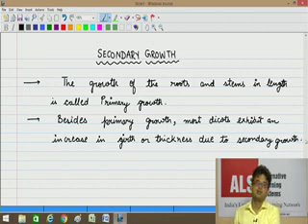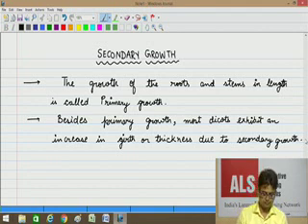All right. So now we will begin the process of secondary growth. There are two things here: the formation of cambium ring and the activity of cambium ring. So for that we need to draw some circles, some diagrams.